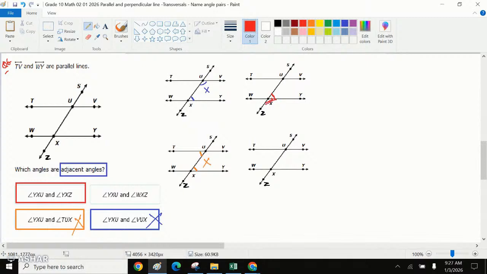The second angle is this, right? So they are adjacent, because they are next to each other. So this angle is adjacent to this angle.